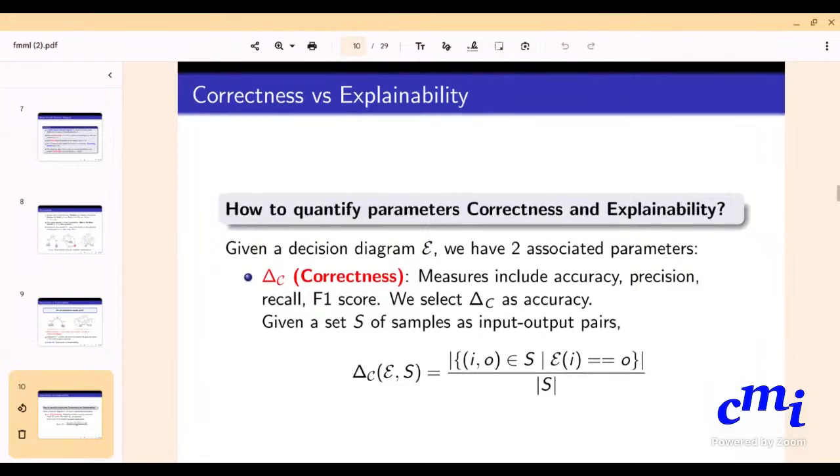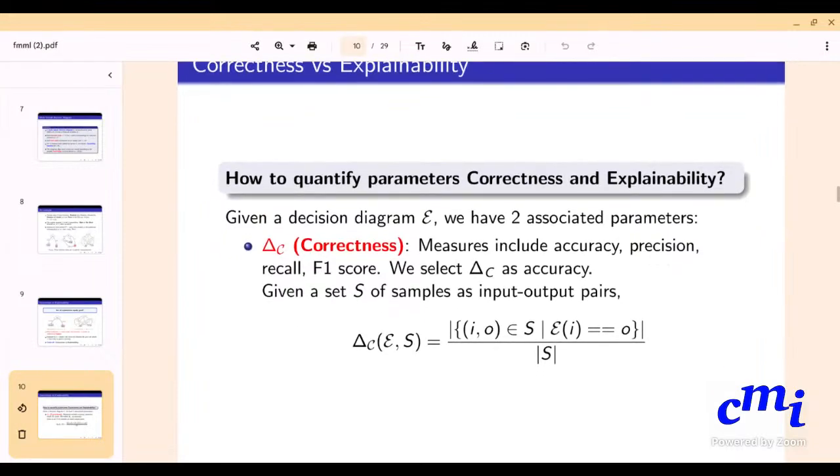We have selected accuracy. So, when we are given a set of samples S which we have taken from the original DNN as input-output pairs, we quantify this correctness measure using two parameters, E and S, as the number of input-output pairs in the sample S such that our interpretation agrees on that sample, divided by the number of total samples. So basically, with what probability our interpretation will predict a correct output on an input from the sample space.